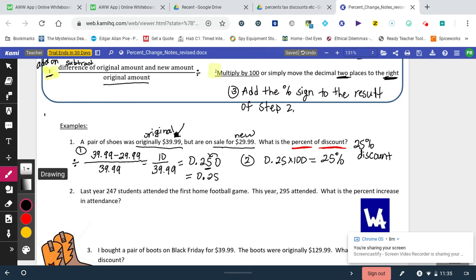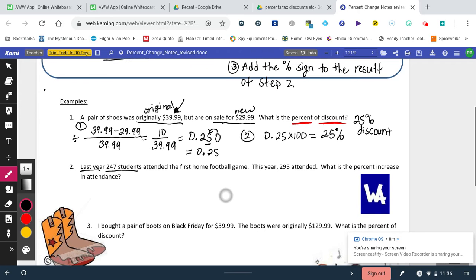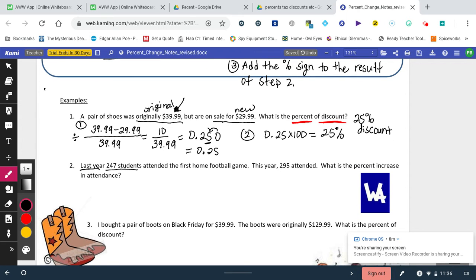Number 2 says last year there were 247 students that attended the first home football game. This year there was 295 students that attended the game. What is the percent increase in attendance? So I'm looking for the percent increase. So what I'm going to do is subtract my two amounts. I'm going to take 295, put the larger number first, minus 247. And I'm going to divide it by the original amount.